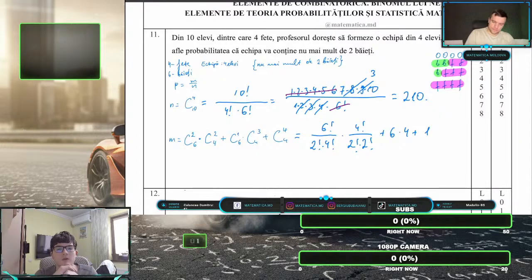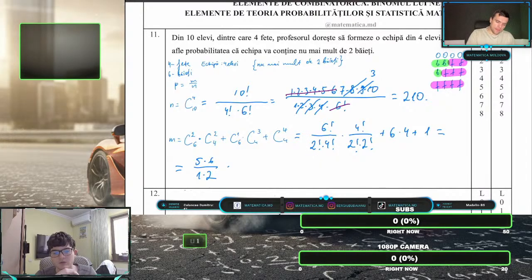So now what? Now you just have there 5 times 6 on top divided by 2, so that's gonna be 15. And the second one, it's a bit more complicated there.